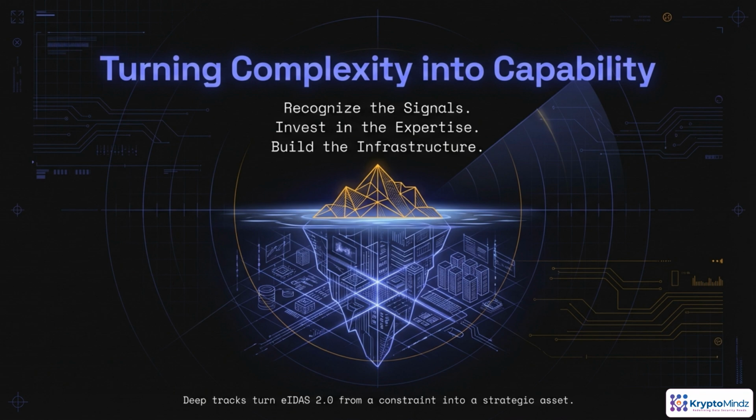eIDAS 2.0 will remain complex, but it doesn't have to remain confusing. Your role is to read the signals in your own business, where identity, trust services, and wallets will really change risk and value. Then decide where to deepen expertise and where to partner. Finally, invest in the infrastructure so those decisions scale. That's how compliance becomes a lasting advantage.